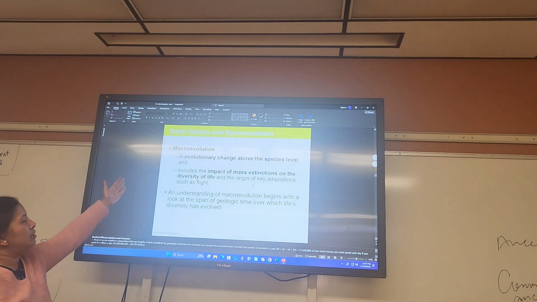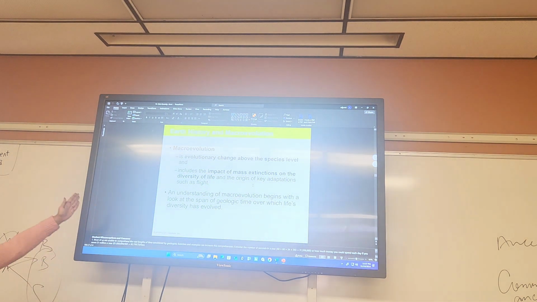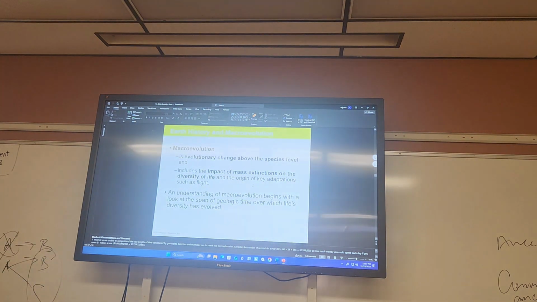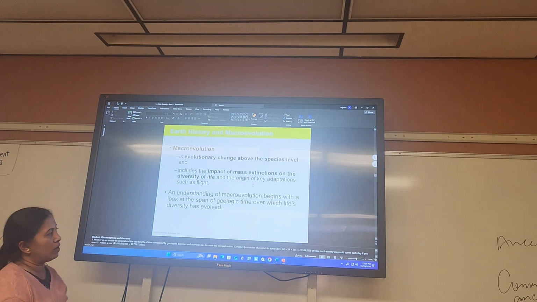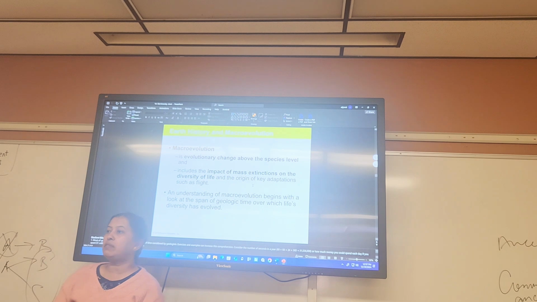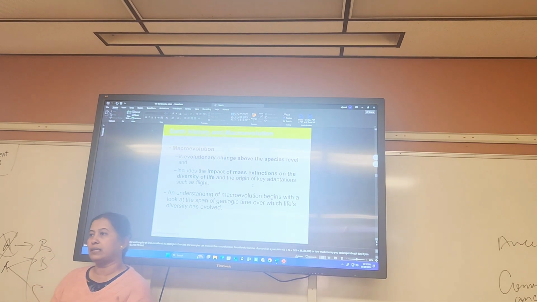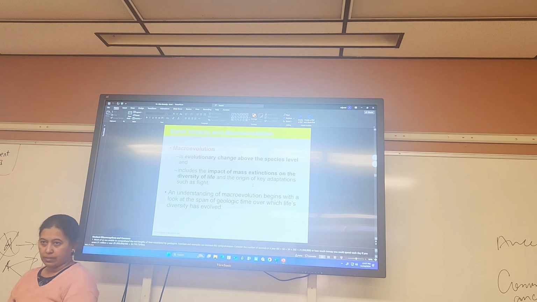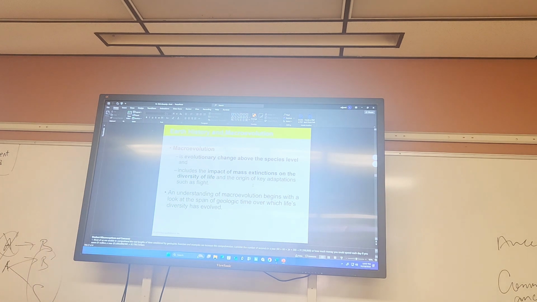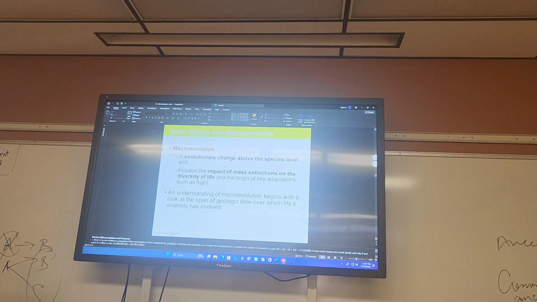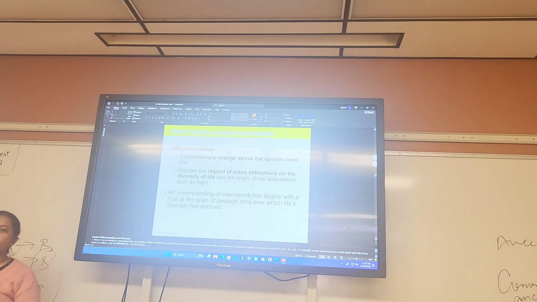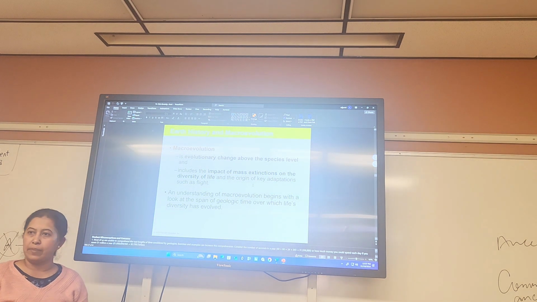So macroevolution, evolutionary change above species level, includes the impact of mass extinctions on diversity of life and the origin of key adaptations. One of the mass extinction events that all of us here know is the extinction of dinosaurs. What do you think would have happened, hypothesize, if the dinosaurs had not become extinct? Would the earth have still looked the same as it does now?